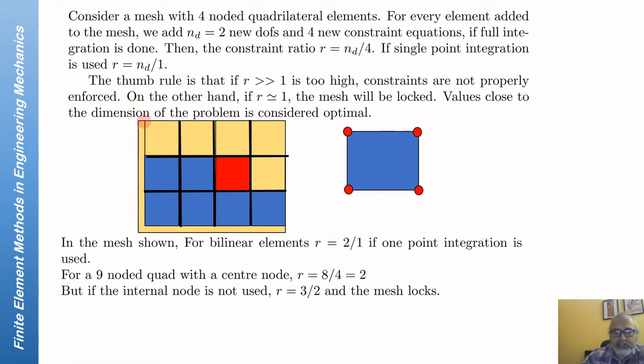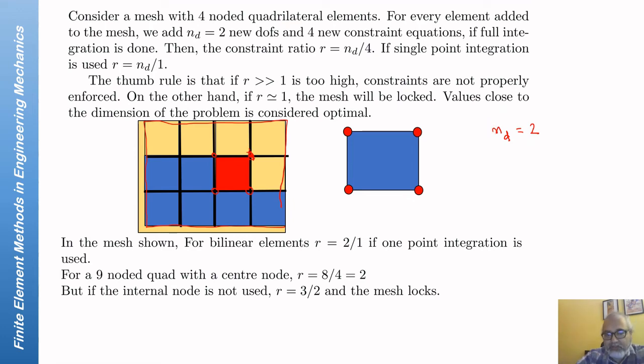Now consider a simple case where you have a body, and you are adding elements. You have added the blue elements, and you are going to add the red. For every element added, if these elements are four-noded quadrilaterals, these three nodes already existed in the mesh, and you have added a new node here, which means you have added 2 degrees of freedom. So we compute this quantity called nd. nd is equal to 2. This is the number of degrees of freedom added for every node introduced.